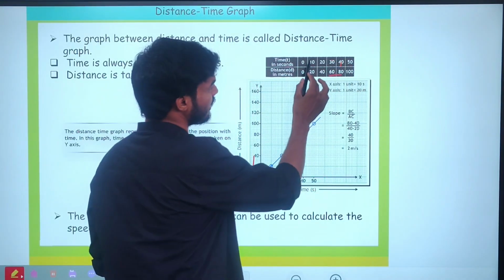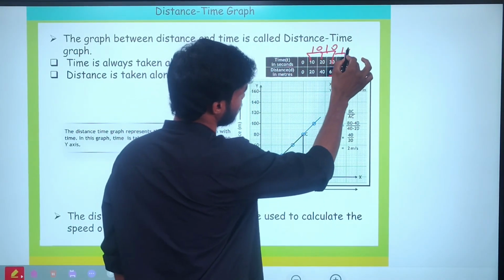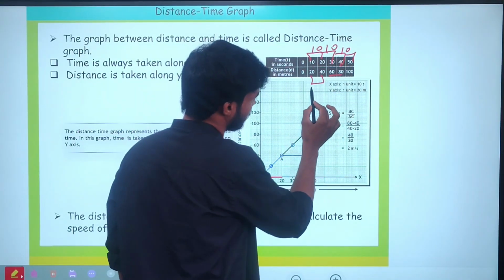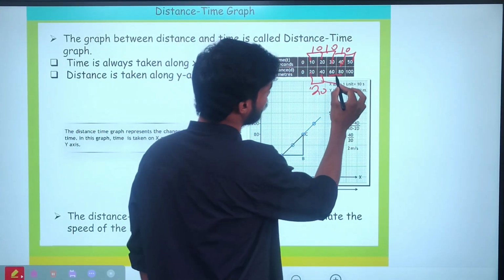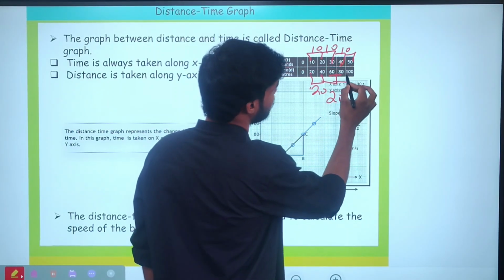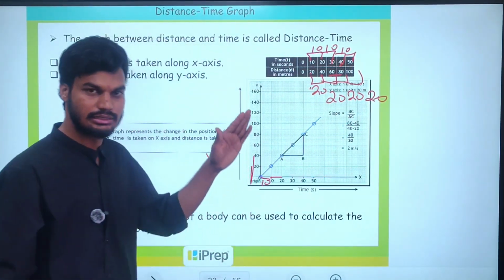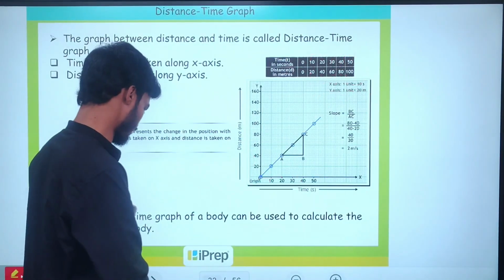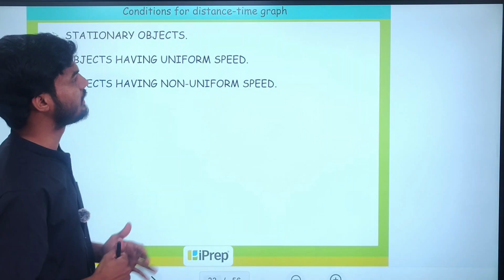Here you have to observe the same time difference: 10 seconds, 10 seconds, 10 seconds. And the distance is also changing equally. From 20 to 40, that is a 20 difference, 40 to 60, a 20 difference, 60 to 80, 20, 80 to 100, 20 difference. Here the difference is the same. So that is uniform speed.